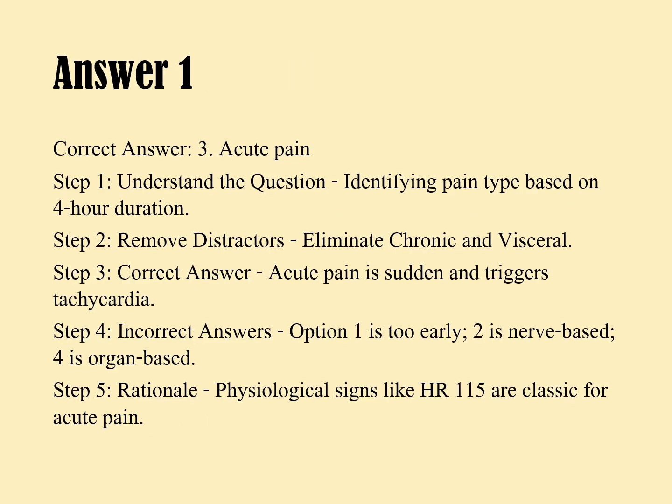Answer and rationale. The correct answer is 3. Acute pain. This is the correct choice because the pain is a result of recent surgery and is accompanied by an increased heart rate, which is a classic fight-or-flight response seen in acute episodes. Chronic pain would require a duration of over 6 months, and visceral or neuropathic classifications do not match the musculoskeletal nature of a knee replacement.